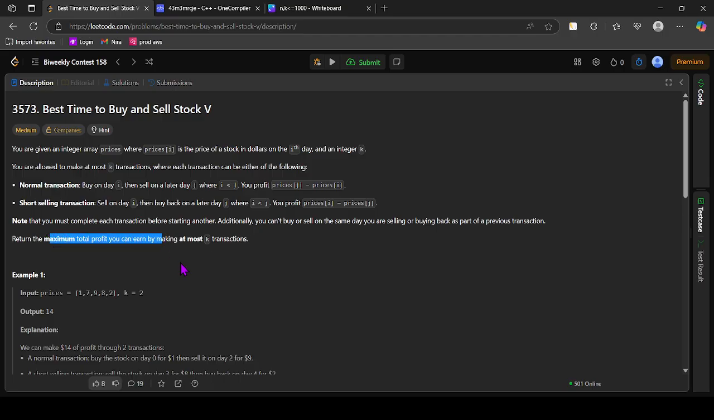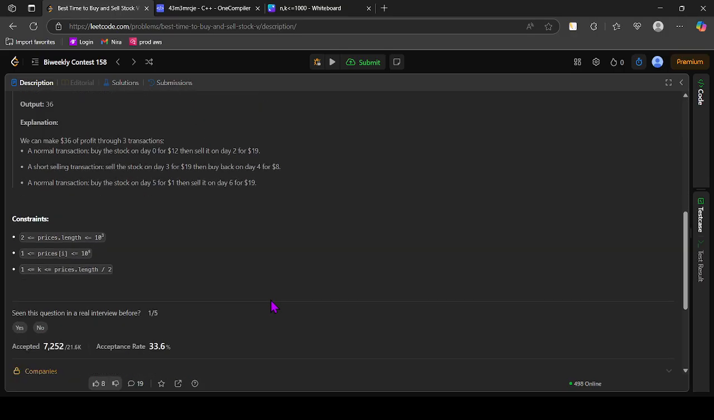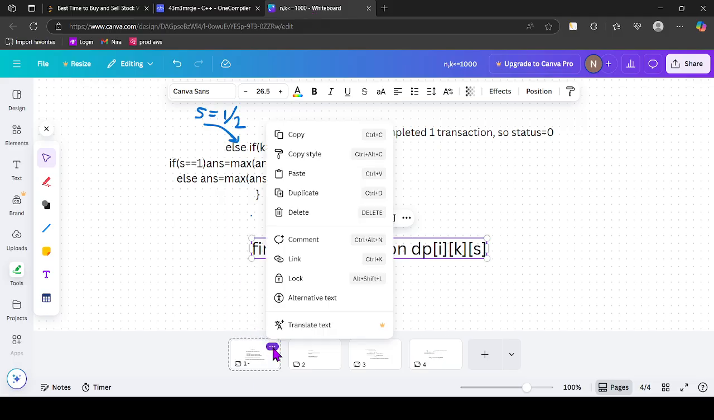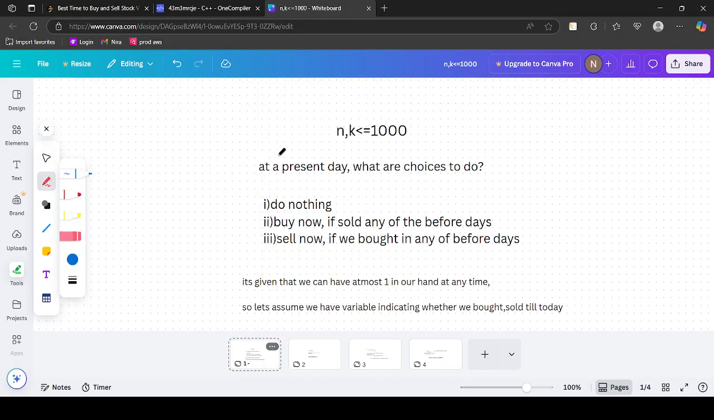Return the maximum total profit you can make with at most k transactions. The constraints are: the length is up to 10^3, and k is obviously less than or equal to half of the length, and the price is up to 10^9. So n and k are less than or equal to 1000.